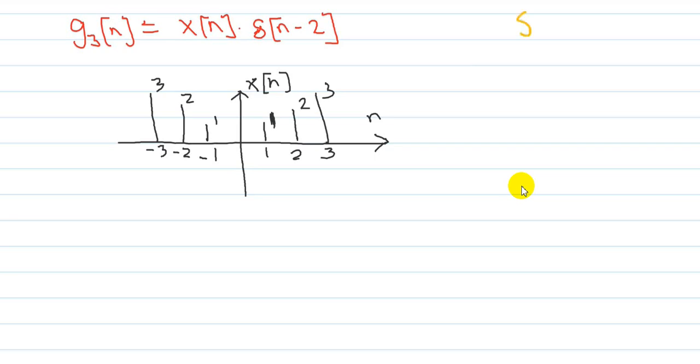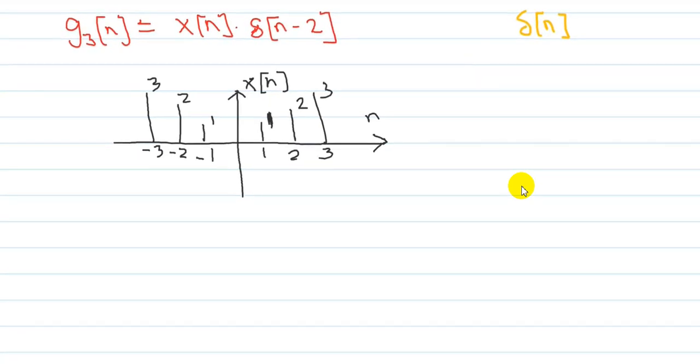Delta of n means this is a unit impulse function here. What is a unit impulse? Basically, unit impulse means, for example, I am going to have only a sample value at n equal to 0, which is equal to 1 here. All the remaining values here will be 0 here. Okay.